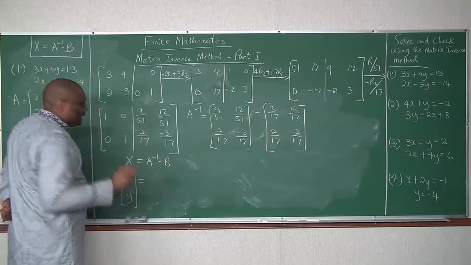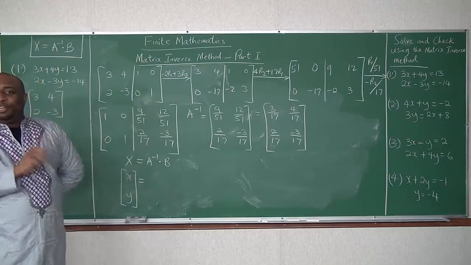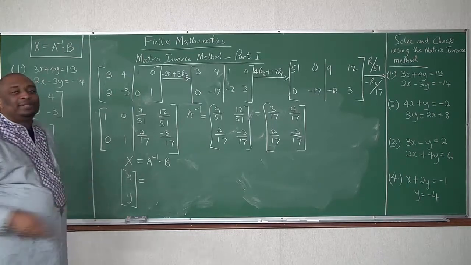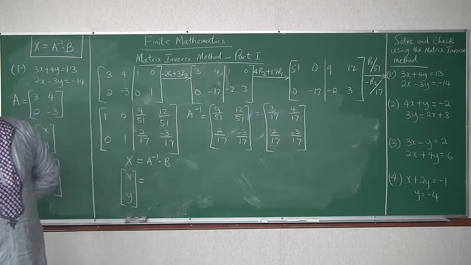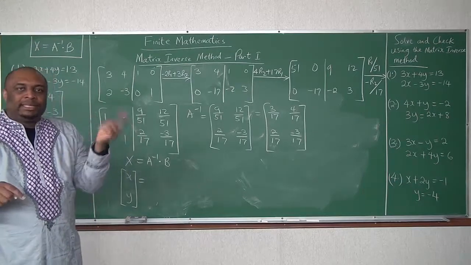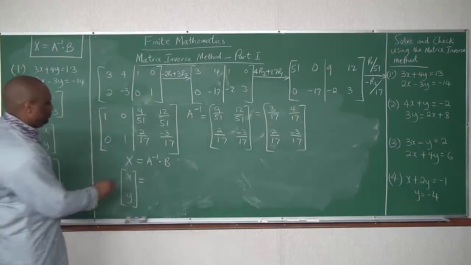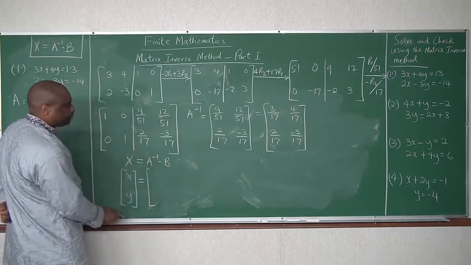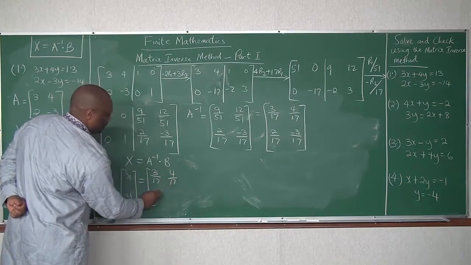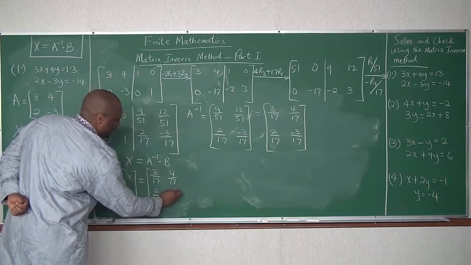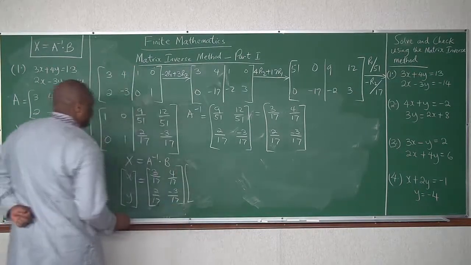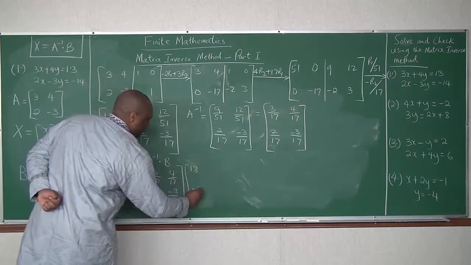equal to, that reminds me, another video you need to view is equality of matrices. I just noticed that now. That is another video you need to view. So we have multiplication of matrices, inverse of matrices, and equality of matrices. So this will be A inverse is 3 over 17, 4 over 17, 2 over 17, negative 3 over 17, right? Times B is 13 and negative 14.